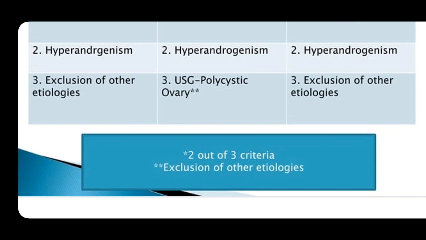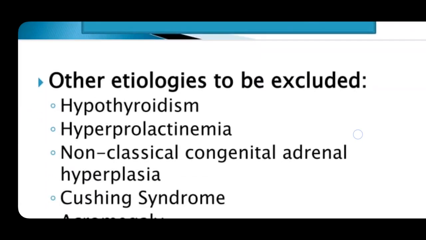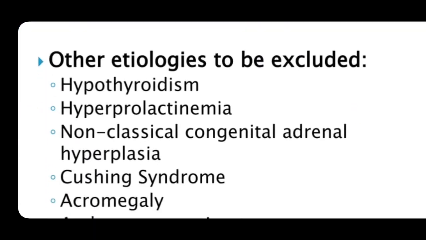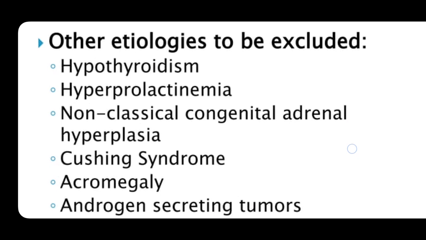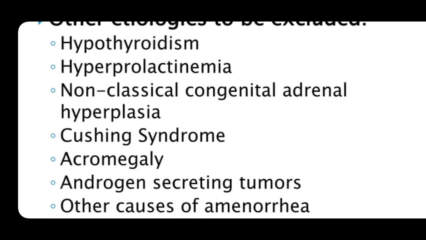But mind it, exclusion of other etiologies is also important. What are the other etiologies that should be excluded? There is hypothyroidism, so TSH should be done in all patients. Hyperprolactinemia. Prolactin is also raised in PCOS, but it is a mild elevation. There is congenital adrenal hyperplasia, Cushing syndrome, acromegaly, androgen secreting tumor of cortex or ovary. It should be excluded.